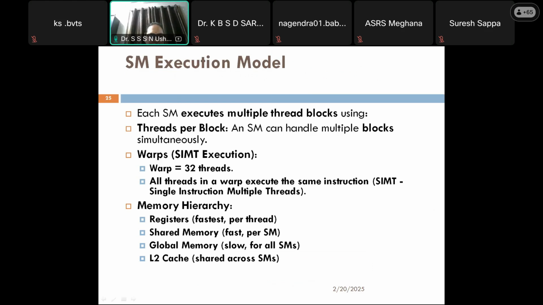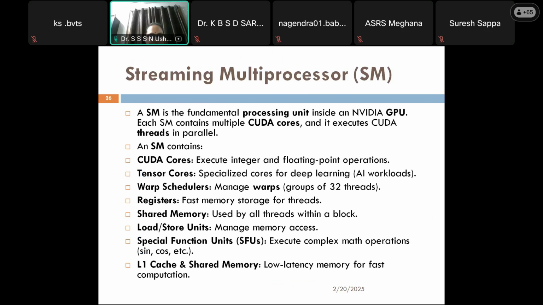So L2 cache will be shared across SMs. Next, the streaming multiprocessor, the fundamental processing unit. The SM contains CUDA cores, tensor cores, and warp schedulers. We understood that there are thread groups, and how to manage those threads is done by the warp scheduler. Tensor cores, shared memory, everything, all these are the activities taken care of by the SM.